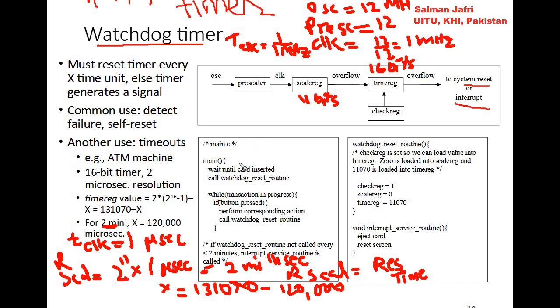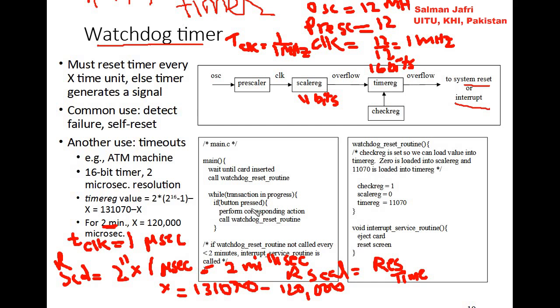On the right hand side we have this code, right? This is the main function, right? Wait until card is inserted, and we will call the watchdog_reset_routine. So while the transaction is in progress, if the button is pressed, we'll perform the corresponding action and then we'll call the watchdog reset routine.